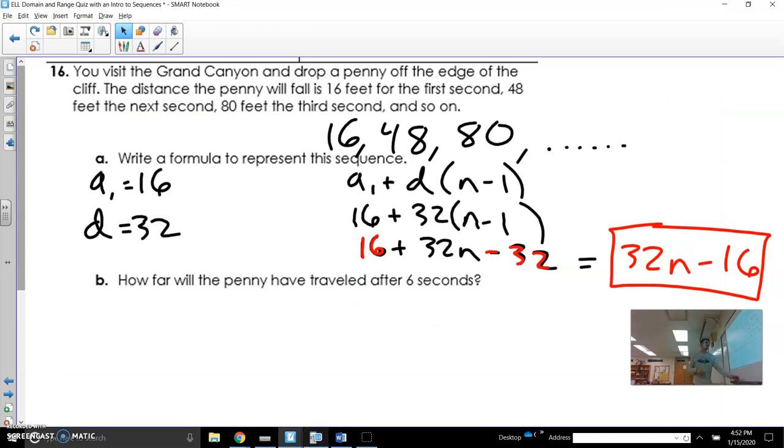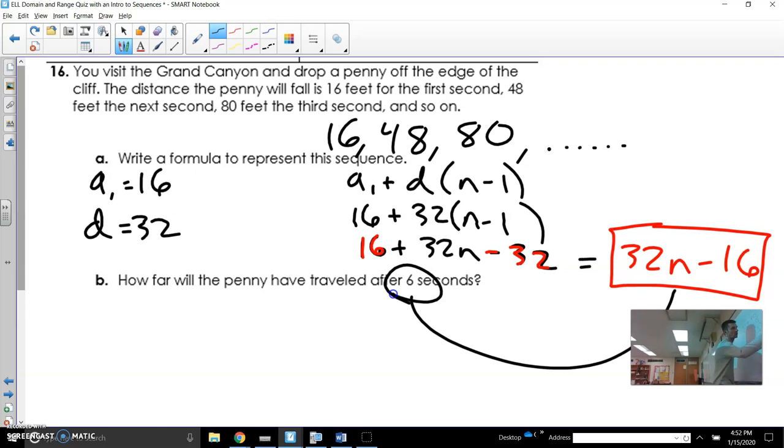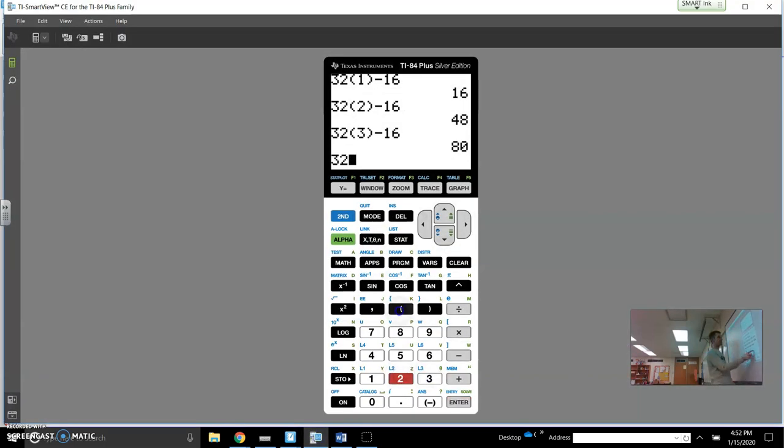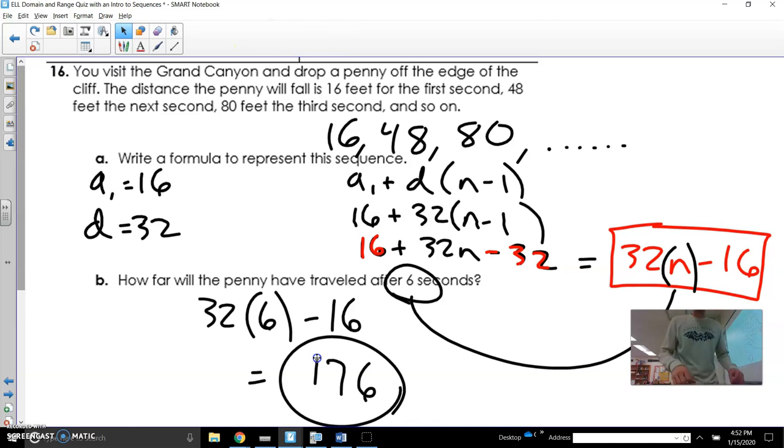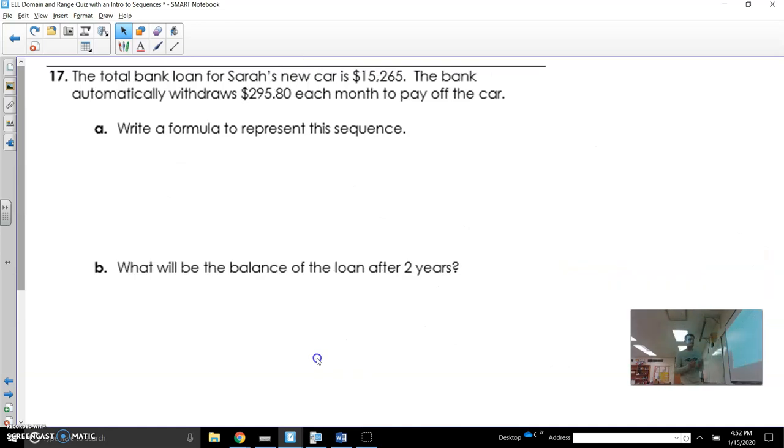And so now they're saying, well, how far will they have traveled after 6 seconds? So we need to replace n with 6. 32 times 6 minus 16. So 32 multiply 6 minus 16. It looks like that sixth number will be 176. So we're trying to build a formula and then use it to predict the future, essentially.